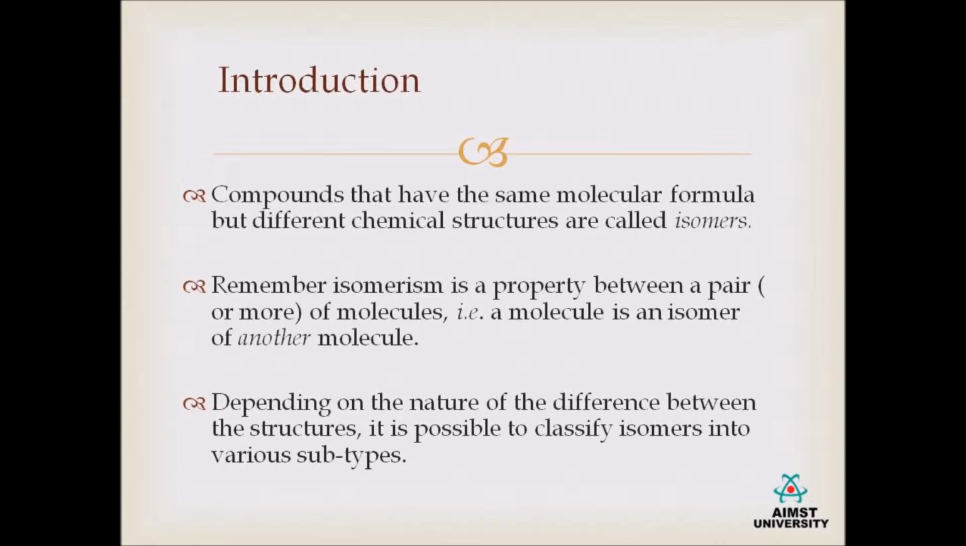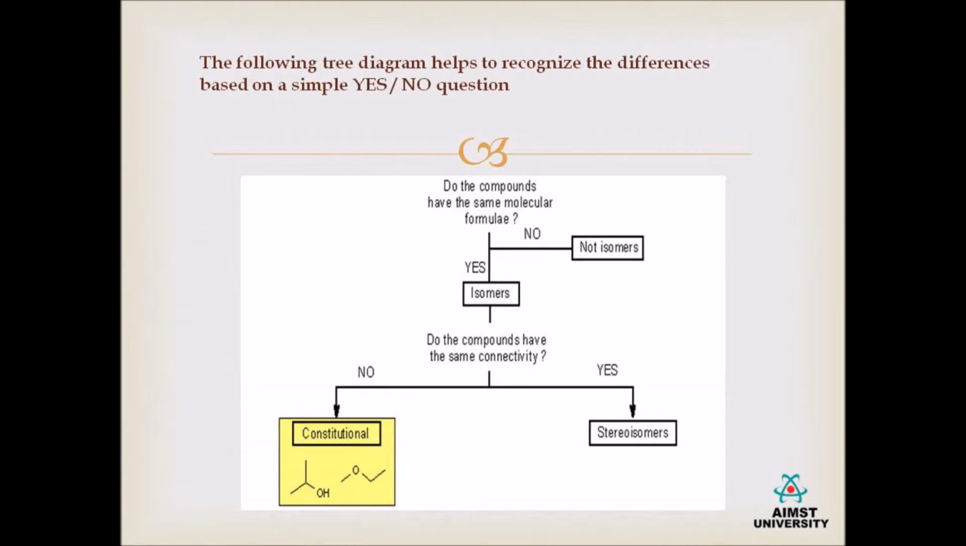Remember, isomerism is a property between a pair of molecules. That means a molecule is an isomer of another molecule. A similar relationship is that of a brother or a sister. You can only be a brother or sister to someone else. Depending on the nature of the differences between the substructures, the isomers are classified into various subtypes.